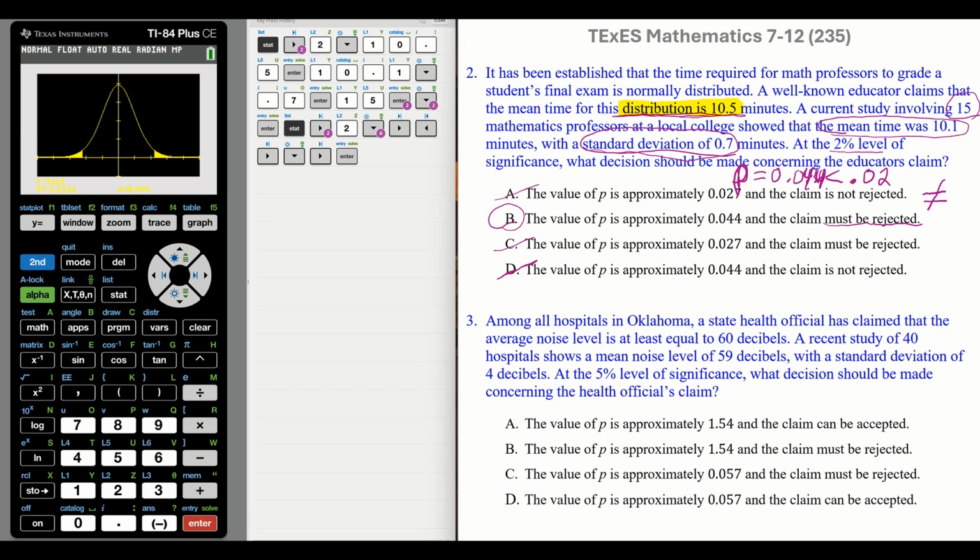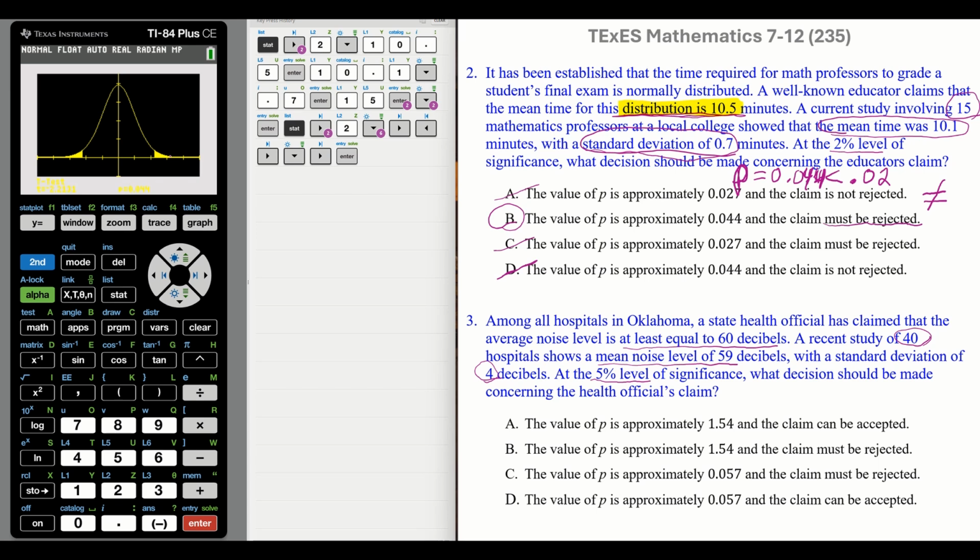Now let's go to number 3. Among all hospitals in Oklahoma, a state health official has claimed that the average noise level is at least 60 decibels. There's our claim. A recent study of 40 hospitals shows the mean noise level of 59 decibels with a standard deviation of 4 decibels at the 5% level of significance.